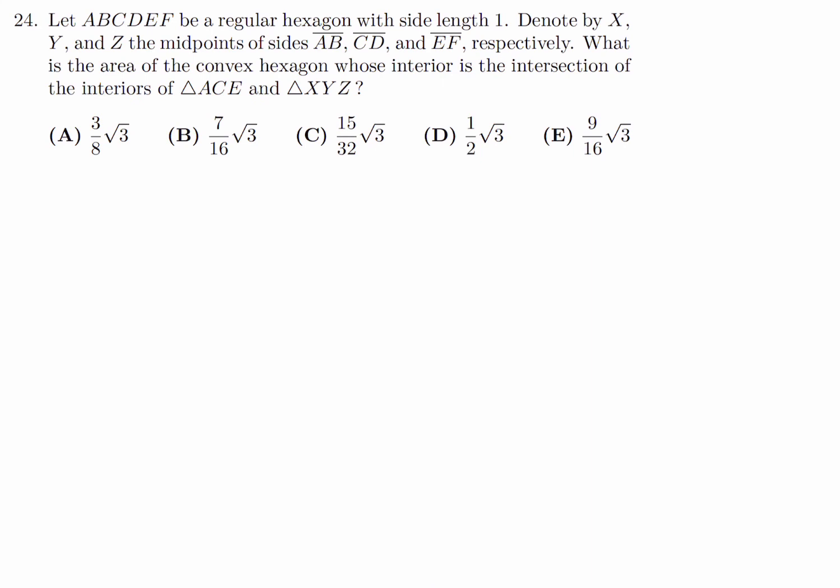Let A, B, C, D, E, F be a regular hexagon with side length 1. Denote by X, Y, and Z the midpoints of sides AB, CD, and EF respectively. What is the area of the convex hexagon whose interior is the intersection of the interiors of triangle ACE and triangle XYZ?